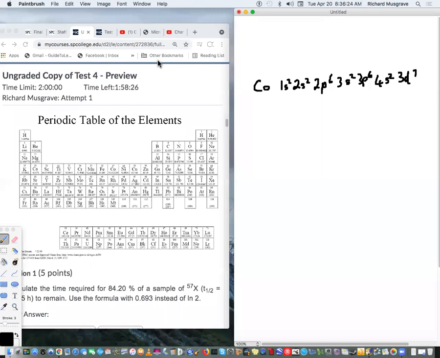Okay, so we've got the s block, we've got the p block over here, we've got the d block. The s started at 1, the p started at 2, the d started at 3. We've got the s block here, 1s2, then we've got 2s2, then 2p6, counting across here, 6, 3s2, then 3p6, then 4s2, and then the thing to understand is we've got 3d7. That's 1, 2, 3, 4, 5, 6, 7.